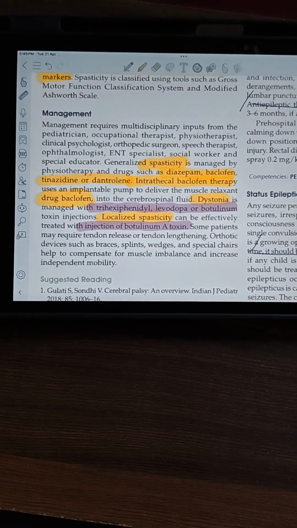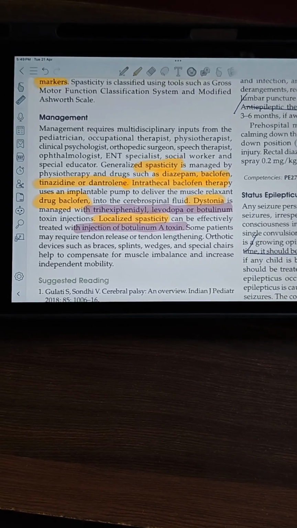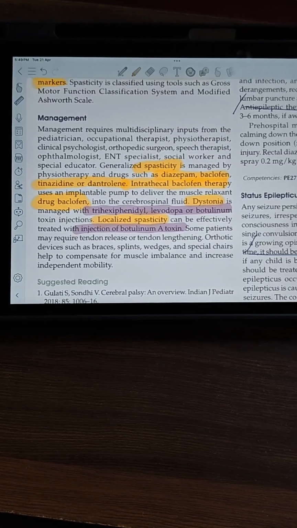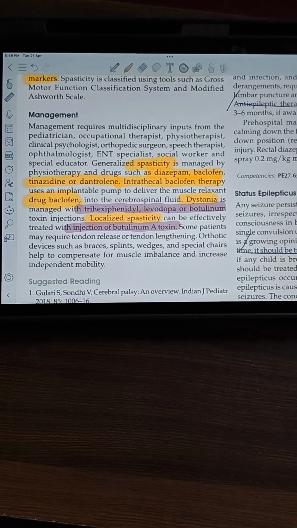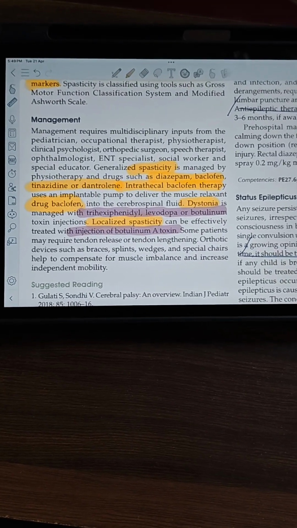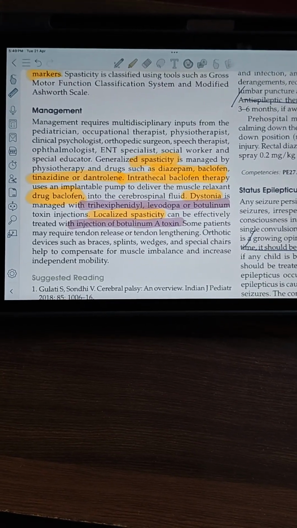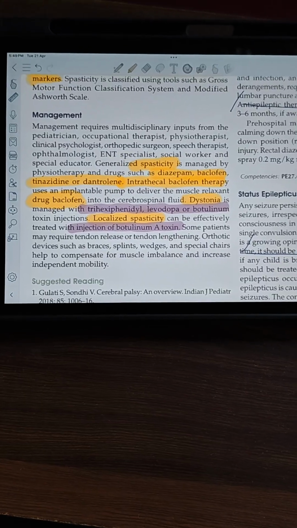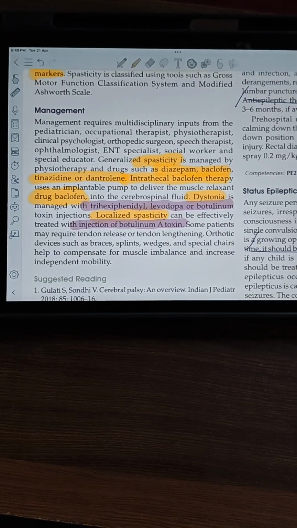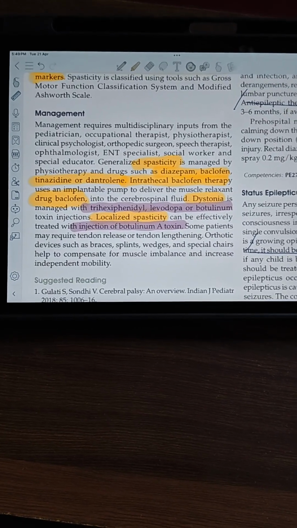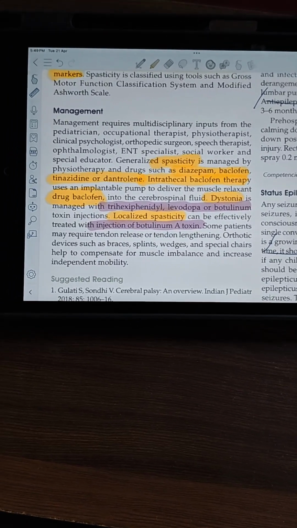or dantrolene. Intrathecal baclofen therapy is used as an implantable pump to deliver the muscle relaxant drug baclofen into the CSF, and dystonia is managed by trihexyphenidyl, levodopa or botulinum toxin injection, and localized spasticity can be effectively treated with injection of botulinum A toxin. Some patients may also require tendon release or tendon lengthening, and orthotic devices such as braces, splints, wedges, and special chairs help to compensate for muscle imbalance and increase independent mobility. So that was all.